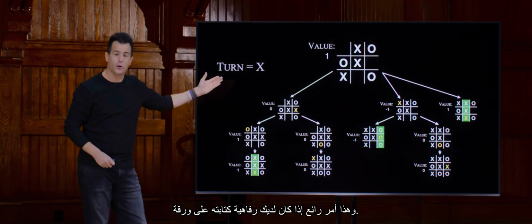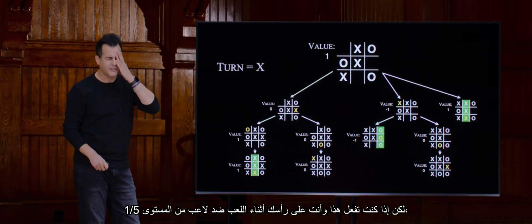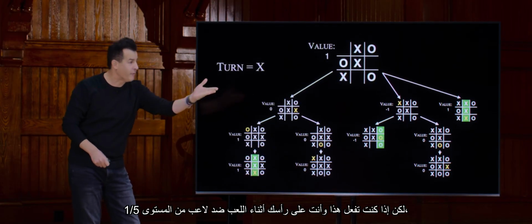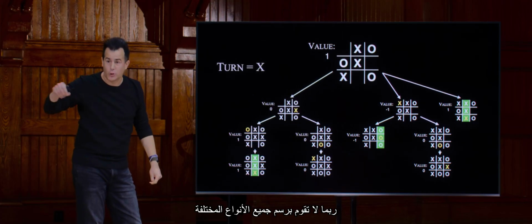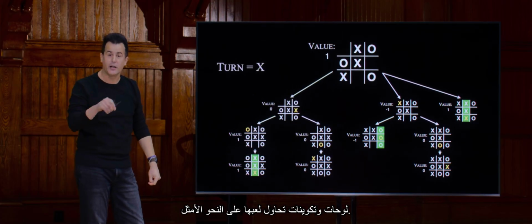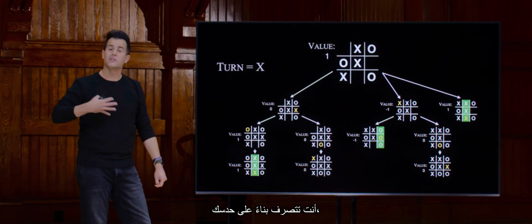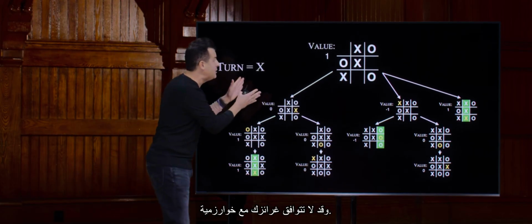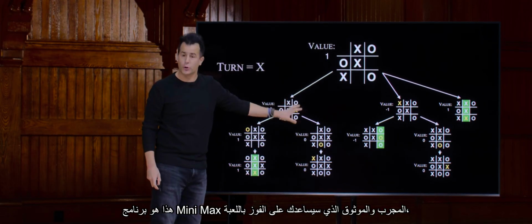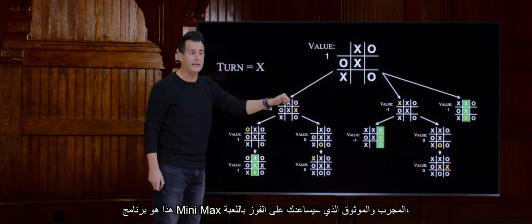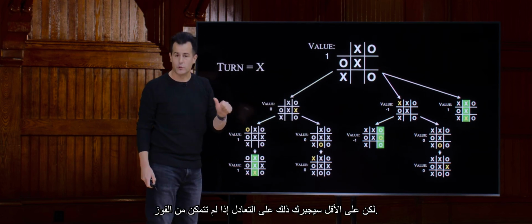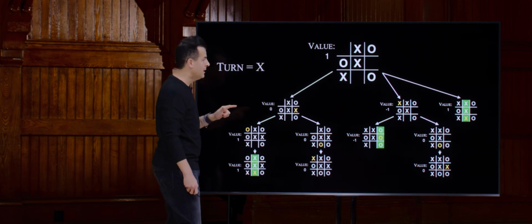And that's great if you have the luxury of writing it down on a piece of paper. But if you're doing this in your head while playing against a 5th grader, if I may, you're probably not drawing out all of the various boards and configurations trying to play it optimally. You're going with some instinct. And your instincts might not be aligned with an algorithm that is tried and true, minimax, that will ideally get you to win the game, but at least will get you to force a tie if you can't win.